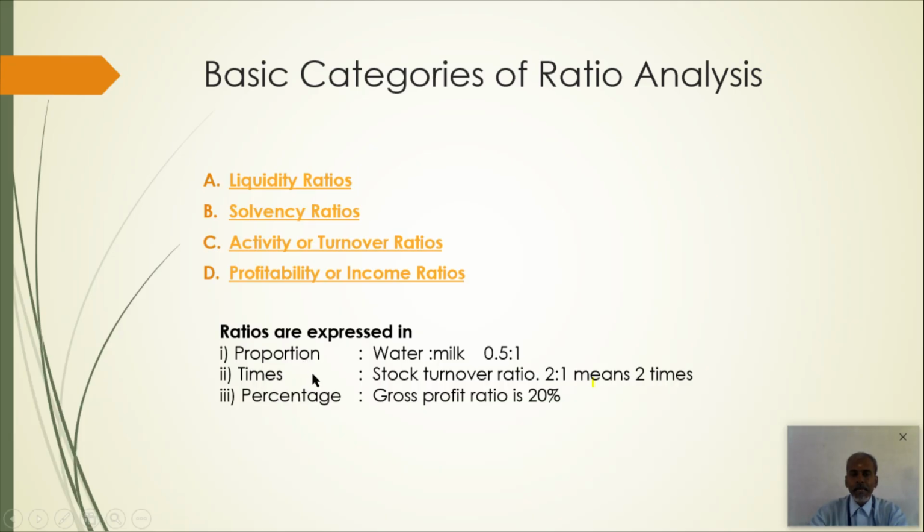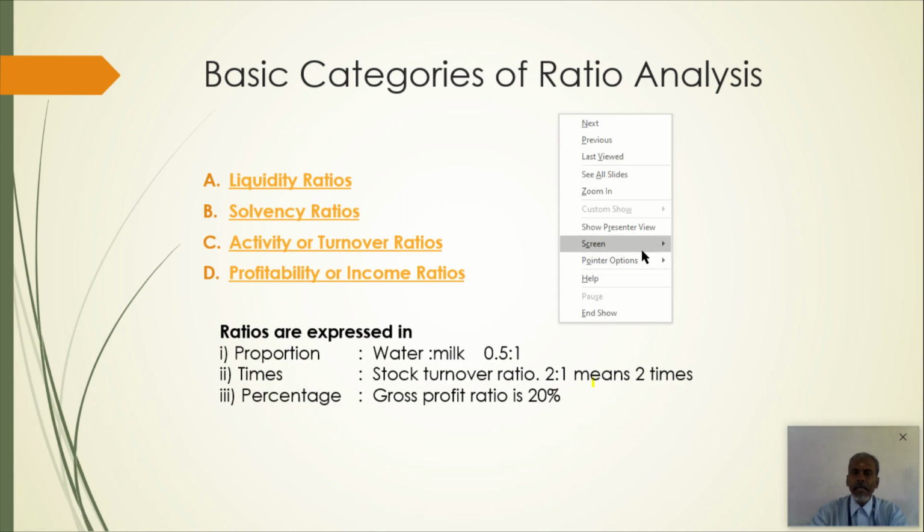Number 2, ratios can be expressed in times. For example, 2 times, 3 times, 4 times. So in case of stock turnover ratio, the result comes as 2:1 as indicated here. It is mentioned in times, that is, it is 2 times as highlighted here.